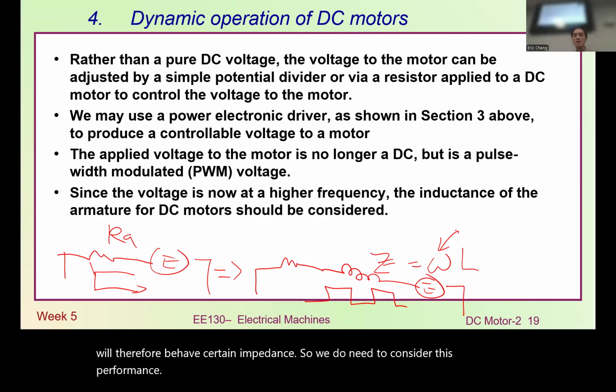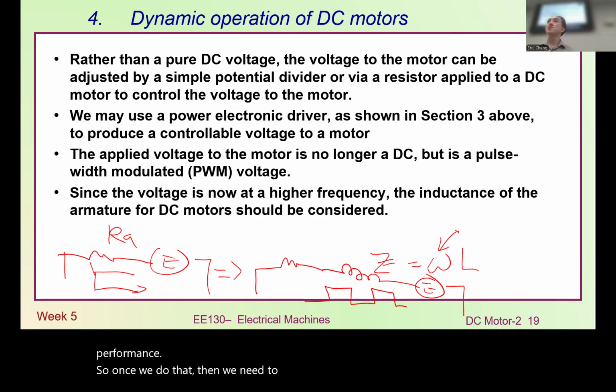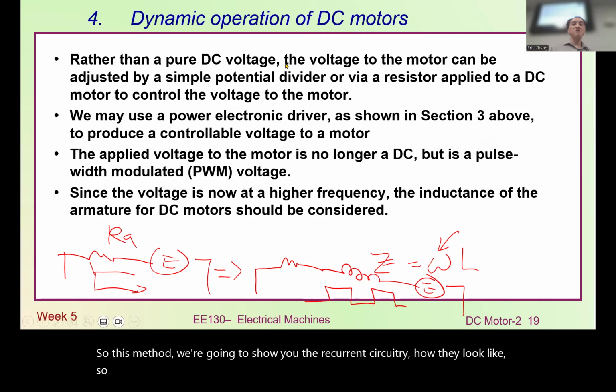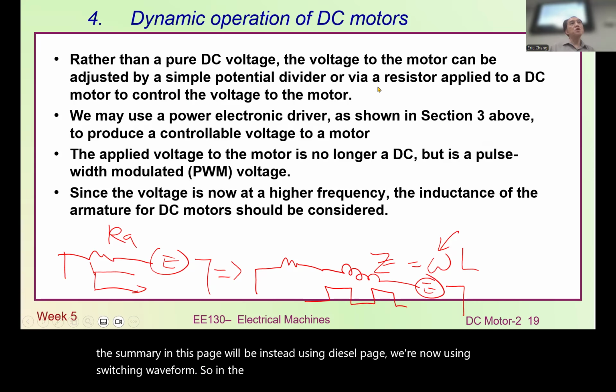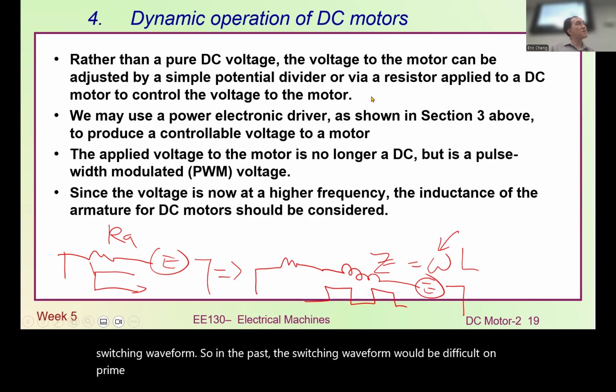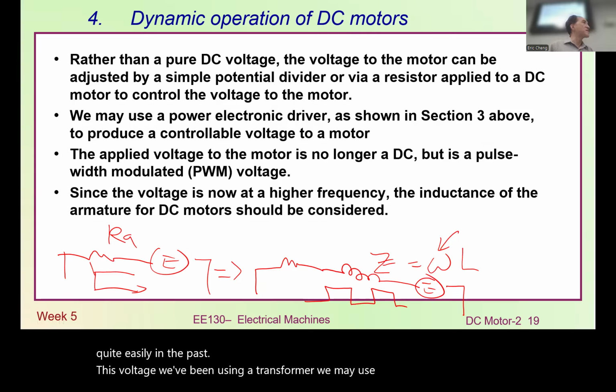So once we do that, we need a new method to analyze the circuitry. With this method, we're going to show you the equivalent circuitry and how it looks. The summary on this page is that instead of using DC voltage, we're now using a switching waveform. In the past, a switching waveform would be difficult to apply, right? But now, with power electronics, we can turn on and turn off quite easily. In the past, for our DC voltage, we may use a transformer or a potential divider to provide it.